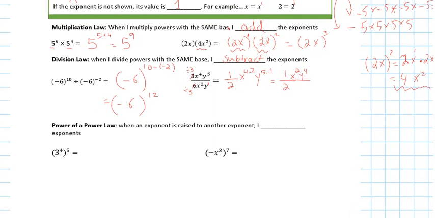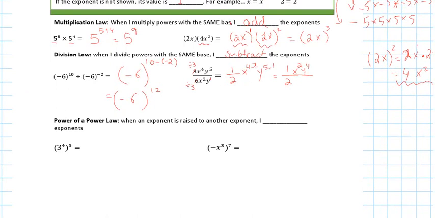To my exponent, I multiply them. So to multiply my exponent, that means I leave the base, so that's going to be 3. And then I multiply my exponent. So 4 times 5, which gives me 3 to the power of 20. And then for this one, negative x, 3 times 7, which gives me negative x to the power of 20.